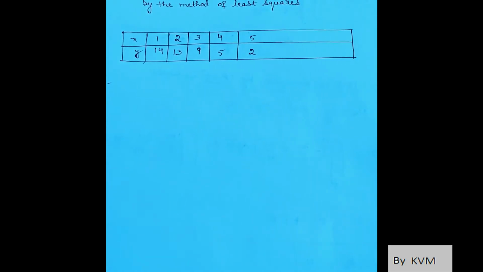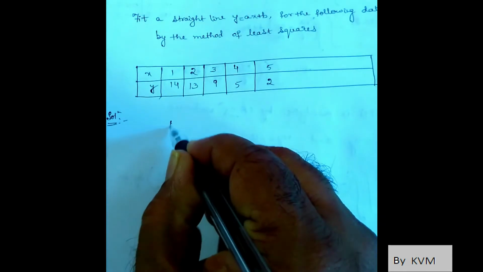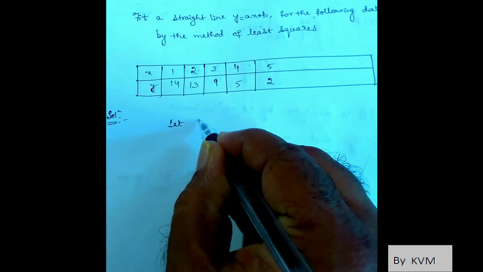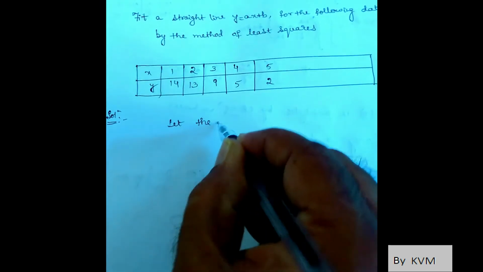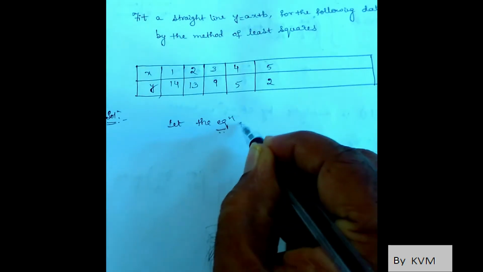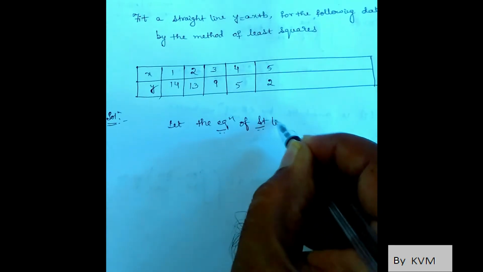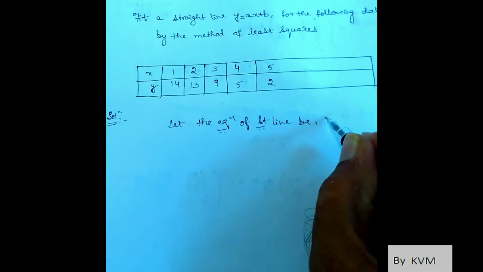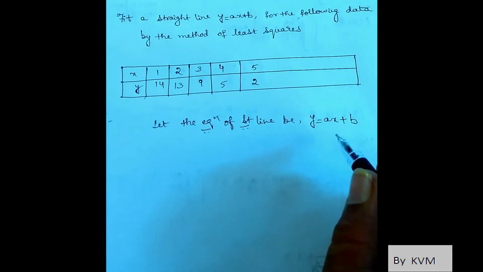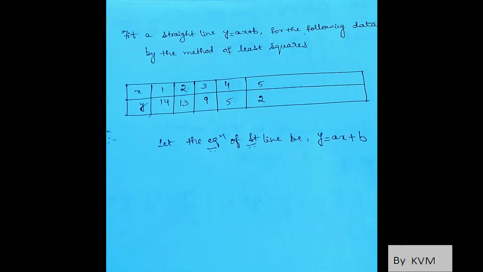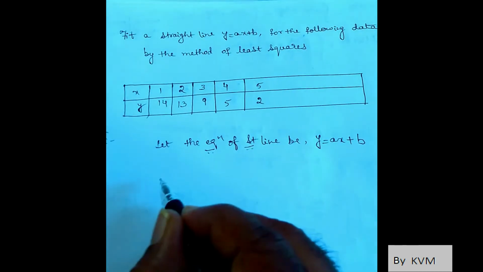Now we have to find the equation of a straight line which is in the form of y equals ax plus b, and it passes through the maximum number of points. So now let us take this equation of a straight line. Let the equation of a straight line be y equals ax plus b. So this is the standard form of a straight line. So now we know how to write normal equations for a straight line.